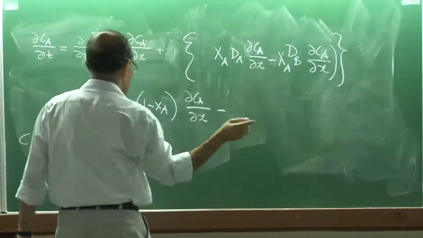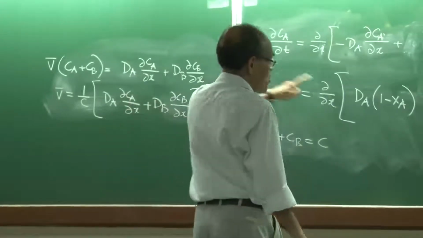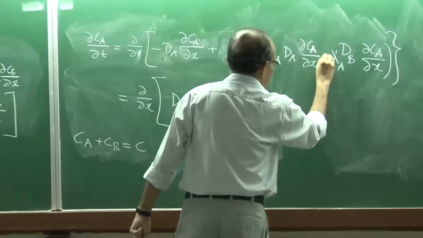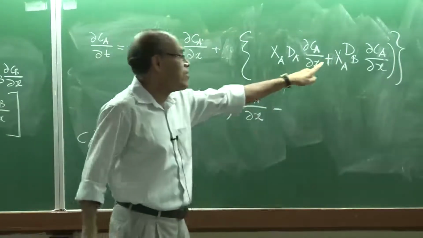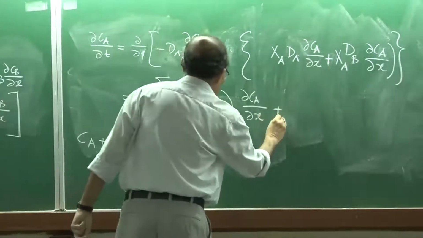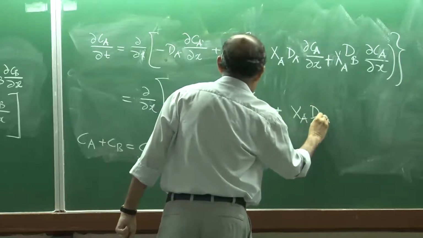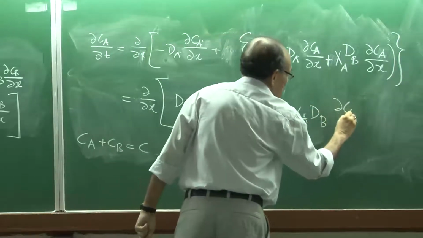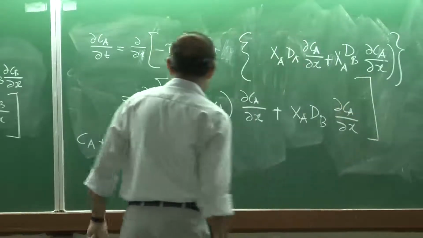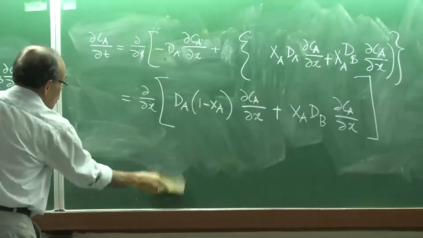If you check the derivation earlier, because I have erased it, I should not be able to. If you do this substitution here, this sign should actually have been positive here. So you just check the derivation, and this sign should come out to be positive. And then we have Xa times dB into dC by dx. That's what it is. But 1 minus Xa is equal to Xb, because it's a two component system.